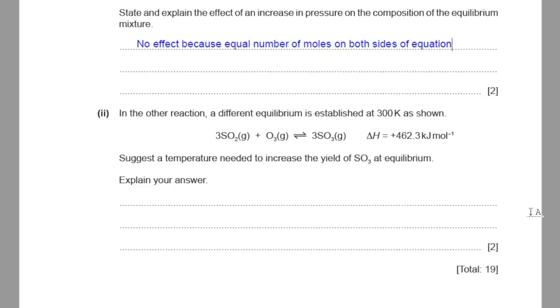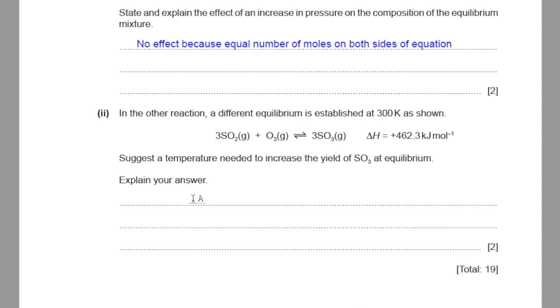Part 2. In the other reaction, a different equilibrium is established at 300 kelvins as shown. Suggest a temperature needed to increase the yield of sulfur trioxide at equilibrium. Explain your answer. Since the forward reaction is endothermic, as shown with the positive sign, it means that the temperature of the surroundings decreases in the forward direction. So it would be favorable if we increase the temperature, let's say 500 Kelvin, because that's what Le Chatelier's principle says, that if you make any change to reaction conditions like temperature, concentration and so on, equilibrium will shift to the side which nullifies that change.